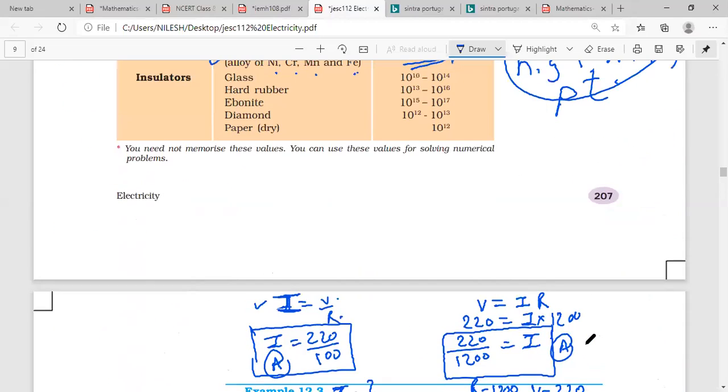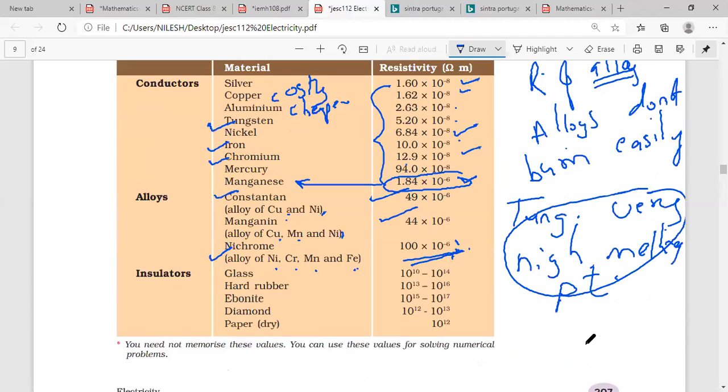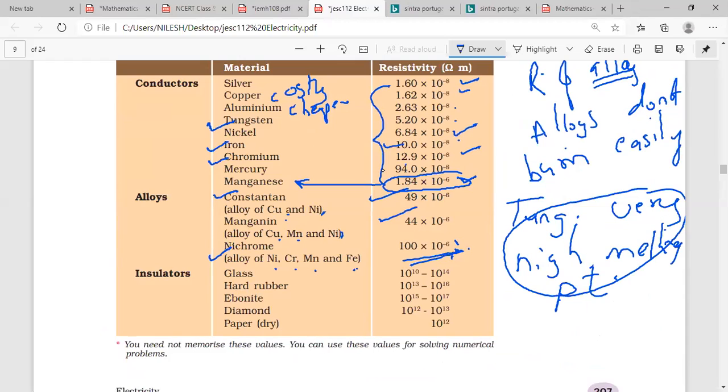Using the table, which among iron and mercury is a better conductor? Let me go back to my table. Who is a better conductor, iron or mercury? Iron. Why is iron a better conductor than mercury?